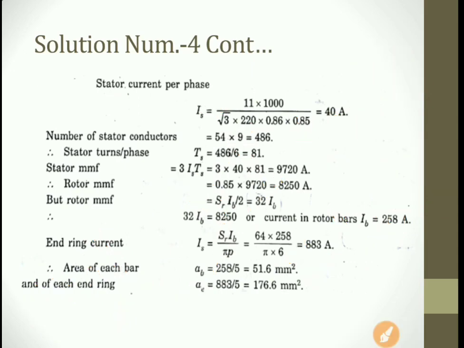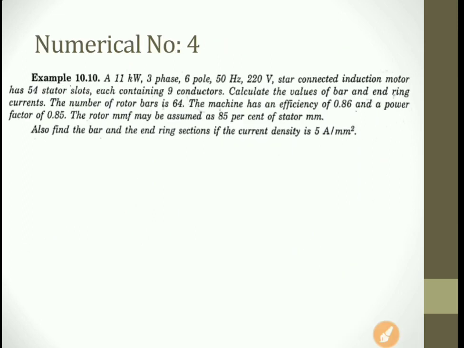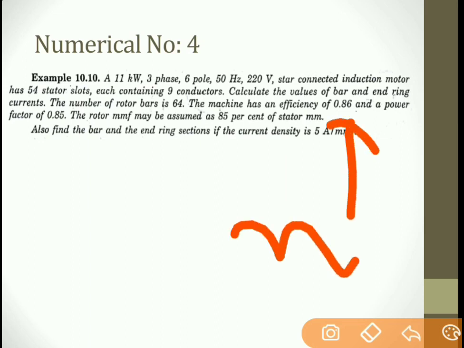So by that I could say, as it is 3 phase, root 3 will again come. So stator current per phase is equal to 11 kilowatt, 11 into 1000 divided by root 3 into 220, which is the value of V, 0.86 and 0.85. These are the values given in the problem. 0.86 is efficiency and 0.85 is power factor, cos phi.